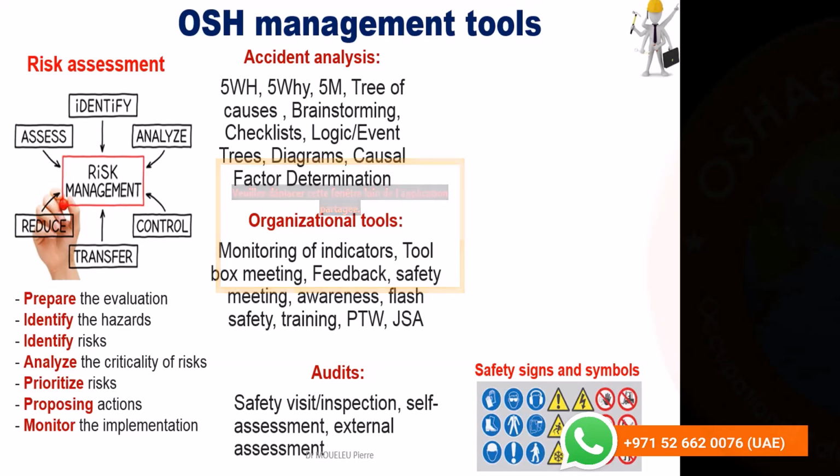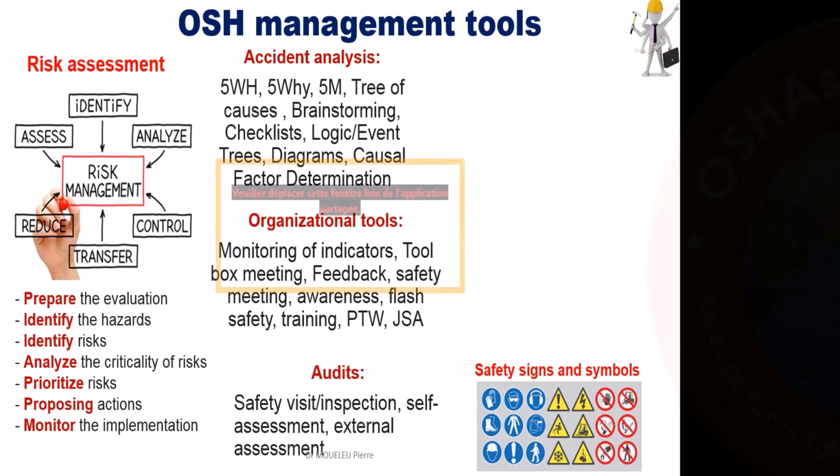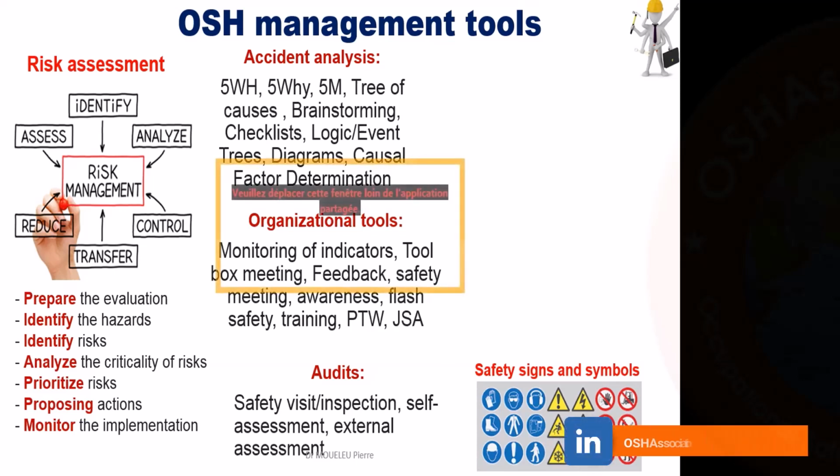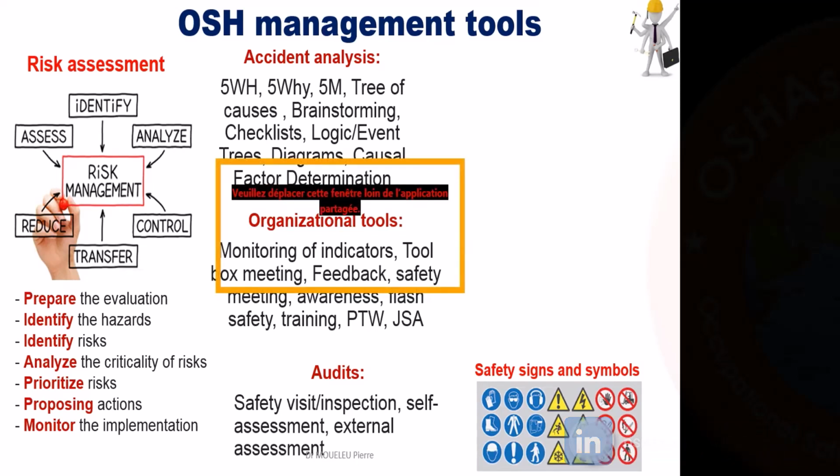We have the toolbox meeting. The toolbox meeting is a meeting that generally takes place in the morning for up to 15 minutes, quite every morning. That is when you are in a company where the level of risk is important. Every morning a particular meeting takes place in which we talk about safety.